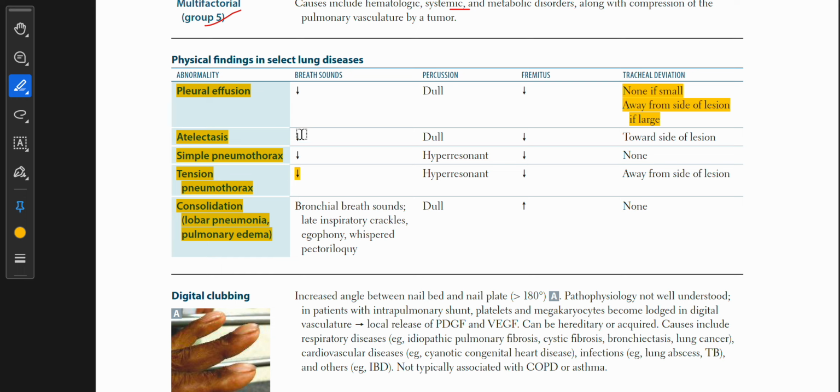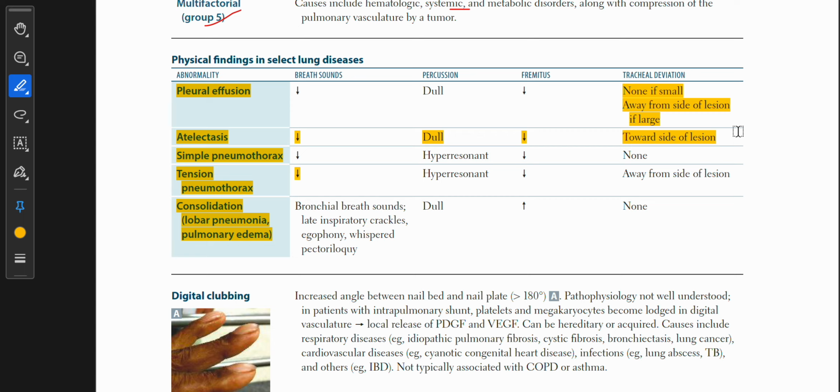And in atelectasis, there is decreased breath sounds because there is collapse of the lungs and there is no viable lung. Percussion is dull, and there is also decreased fremitus. It will lead to tracheal deviation toward the side of the lesion, because there is collapse of one lung. Since the lung has bronchi, and bronchi are also a part of the trachea, it will pull the trachea in one direction because there is collapse.